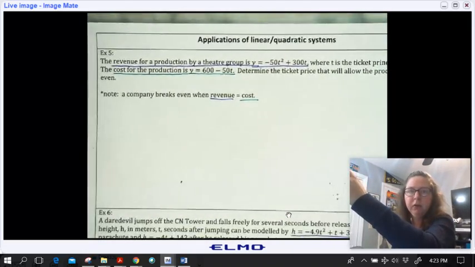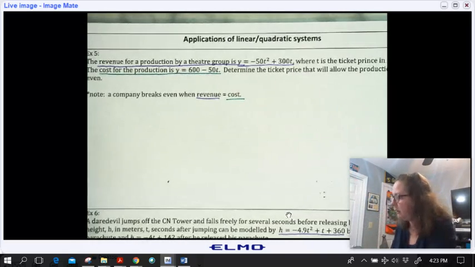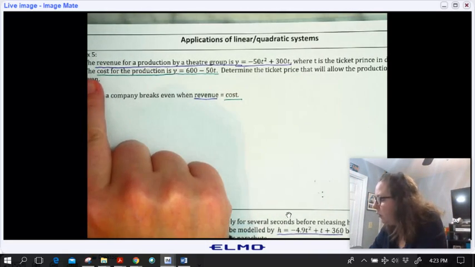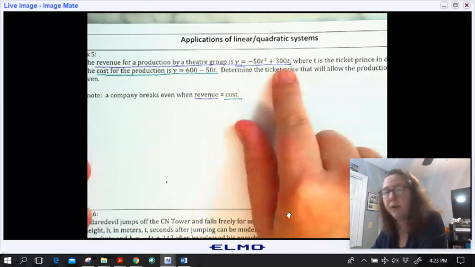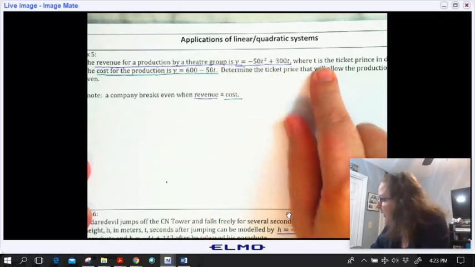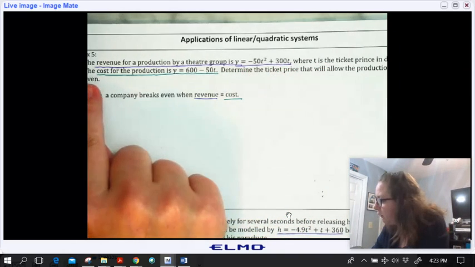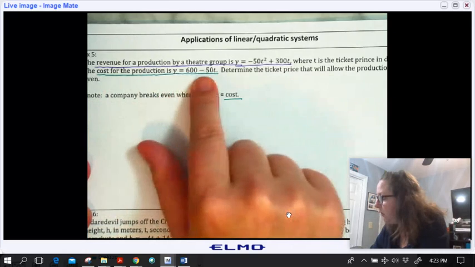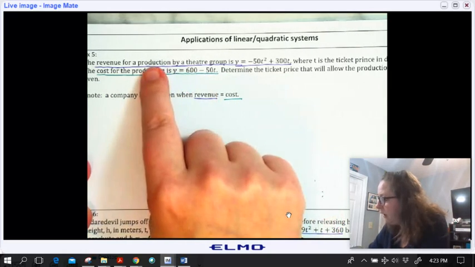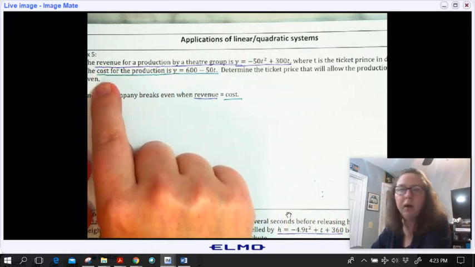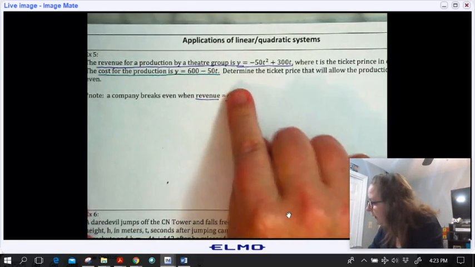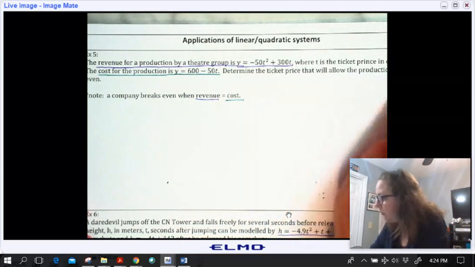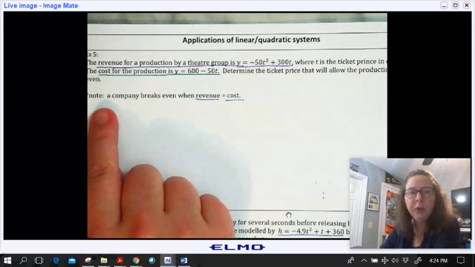All right, so let me zoom out so that we can see all of it. So the revenue for a production by a theater group is equal to this equation, where T is the ticket price in dollars. The cost for the production is this equation. So this is revenue and this is cost, okay? Revenue is what you bring in, cost is what you have to put out. Determine the ticket price that will allow the production to break even. And then there's a note here.